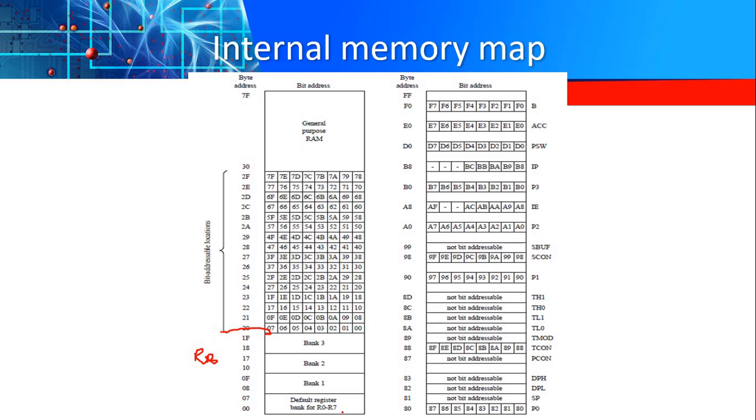How many banks do we have? Bank 0, bank 1, bank 2, bank 3. If I am not selecting any bank, it will be stored by default in bank 0. Next are the bit addressable locations, from 20 to 2F.